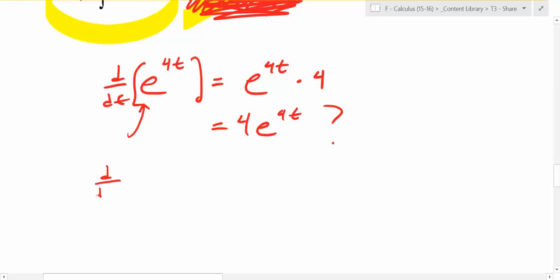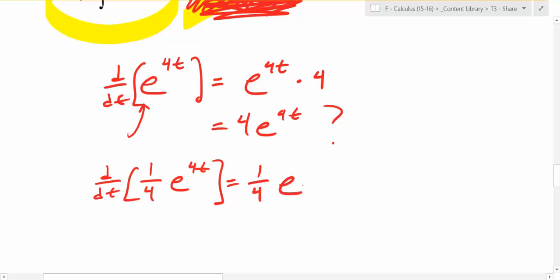What is the derivative of 1/4 e to the 4t? Well, the 1/4 is along for the ride. It's going to be 1/4 e to the 4t times what? Times 4. Ah, so now what cancels? The 1/4. Oh, so is this what we want it to be? That is what we want it to be.